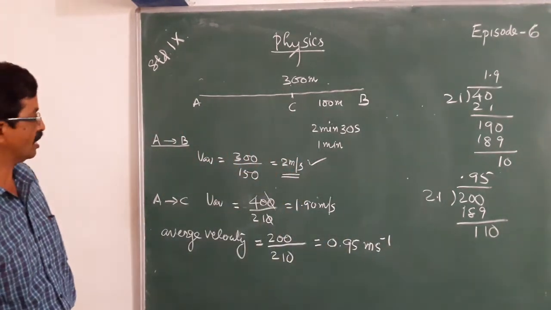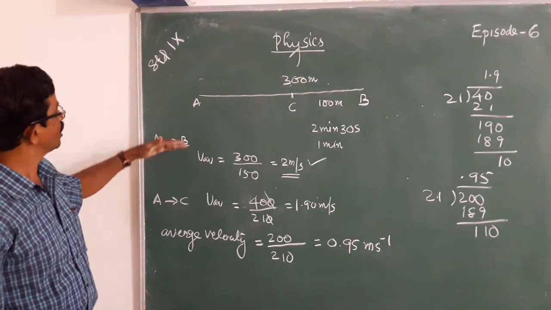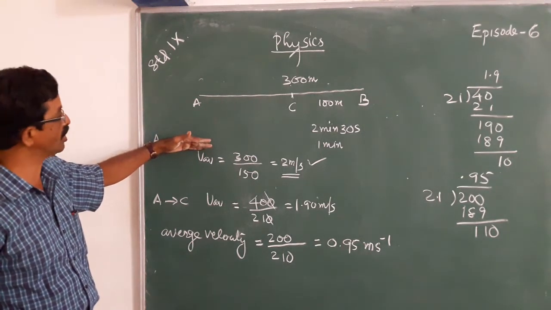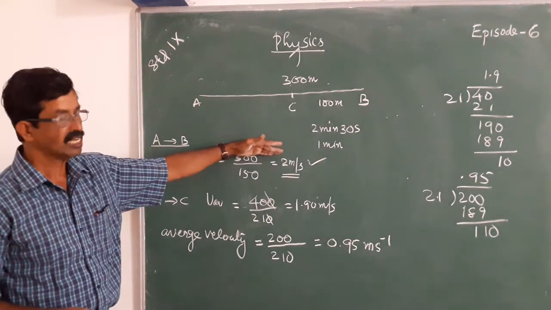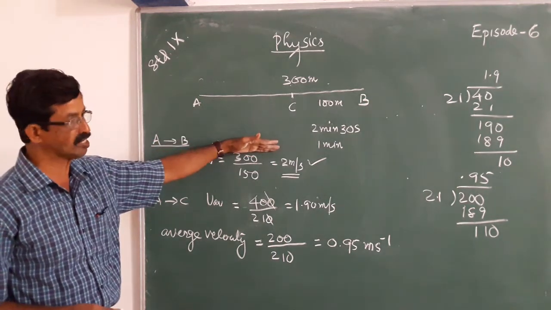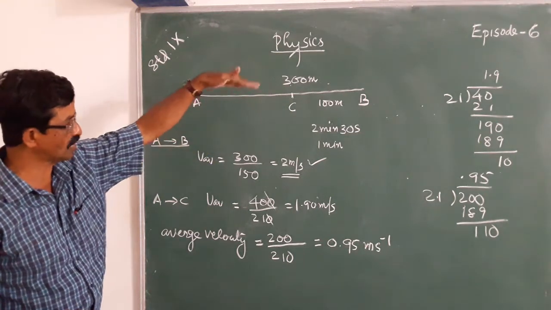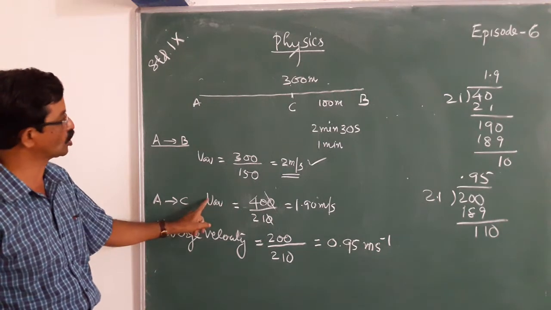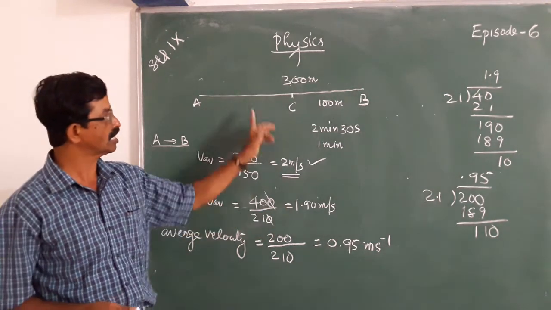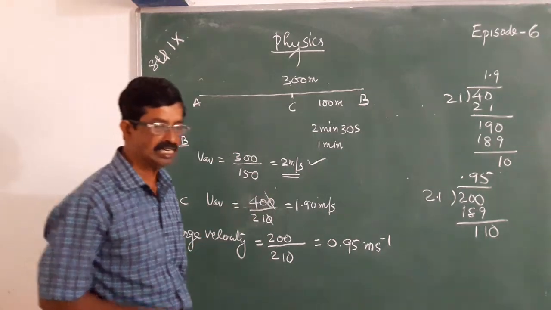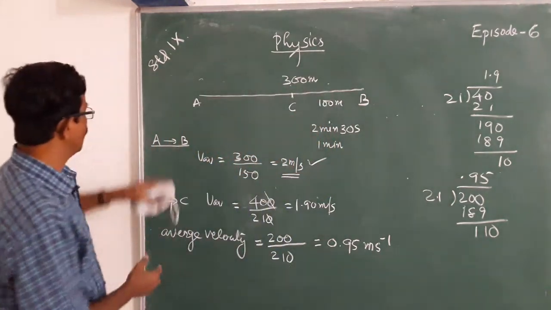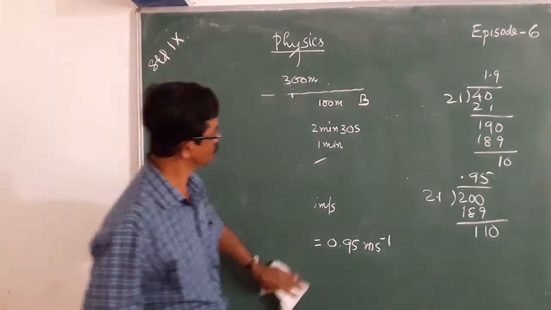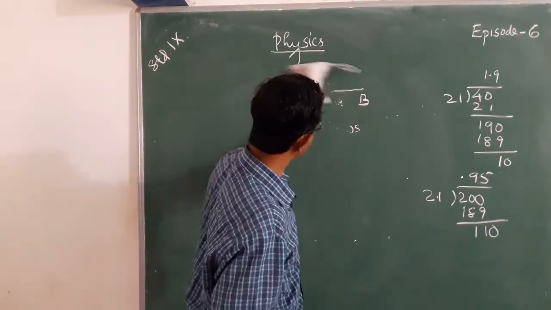Now we got at first, from A to B, average speed 2 meter per second and average velocity also 2 meter per second because it is along a straight line. Now from A to C, average velocity and average speed are different because here the distance and the displacement are not the same. This is the answer for the second question. Now we can go to the third question.